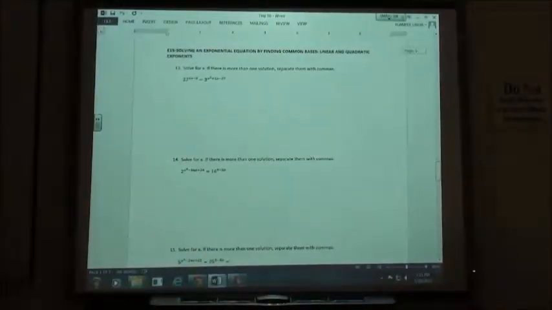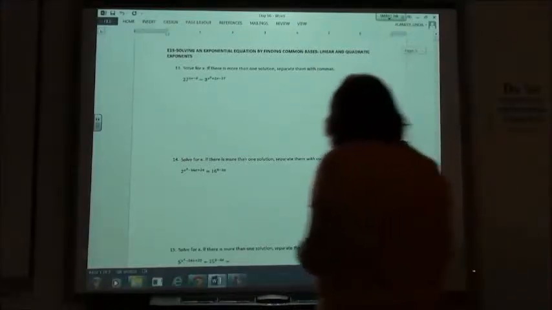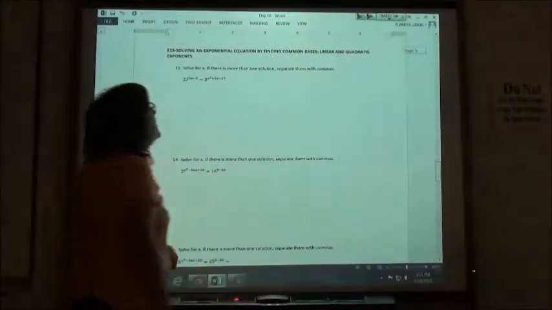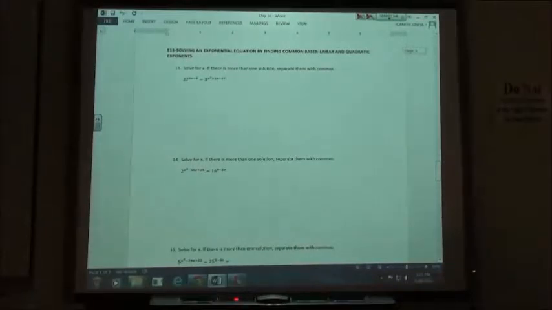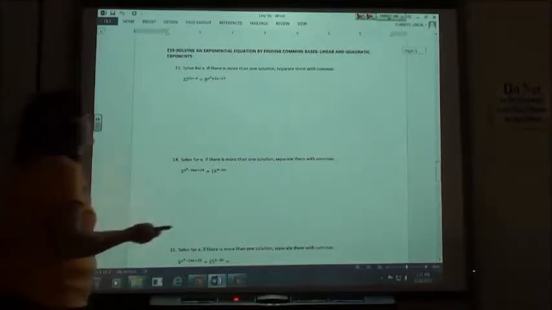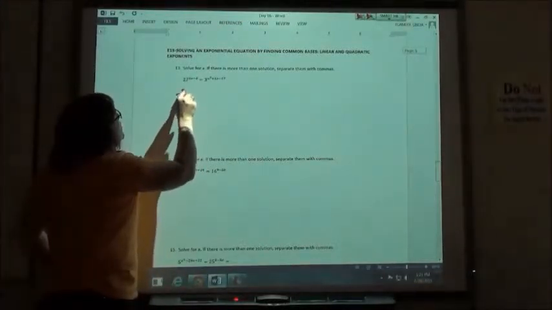13, 14, 15, continuing on with finding a common base. This time our exponents have quadratic expressions in them also. So really doing the same thing, trying to rewrite them with a common base if we possibly can. So 27 is 3 to the 3rd.